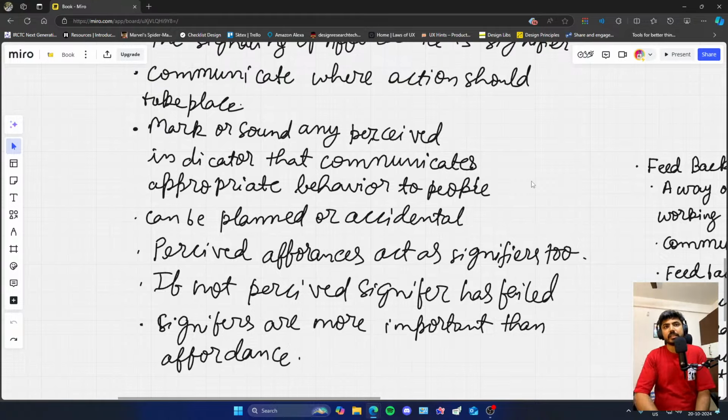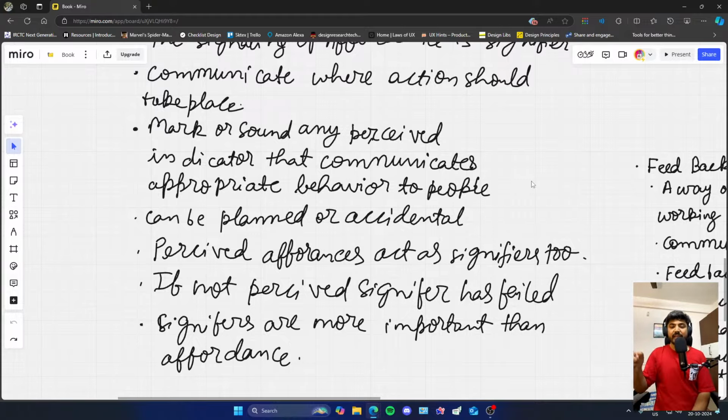Sometimes what happens is we put an affordance in a system, and if it is a perceived affordance, it acts as a signifier as well. So it is an affordance, and an affordance doesn't have to be a signifier. He emphasizes a lot about how people confuse affordance and signifiers because of this factor, that an affordance can also be a signifier if it is perceivable. But an affordance doesn't have to be perceivable, it can be hidden.